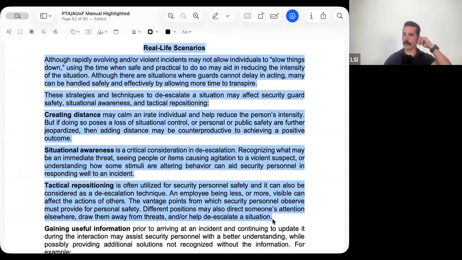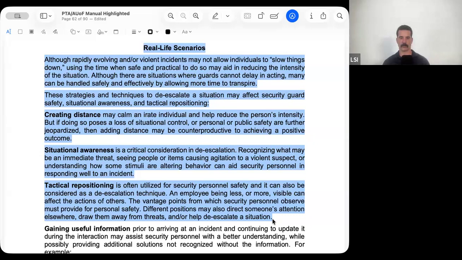Although rapidly evolving and/or violent incidents may not allow individuals to slow things down, using the time when safe and practical to do so may aid in reducing the intensity of the situation. Although there are situations where guards cannot delay in acting, many can be handled safely and effectively by allowing more time to transpire. These strategies and techniques to de-escalate a situation may affect security guard safety, situational awareness, and tactical repositioning.